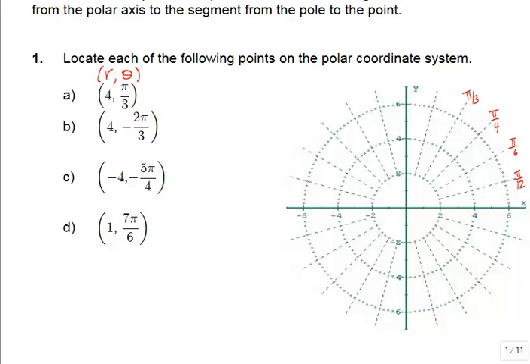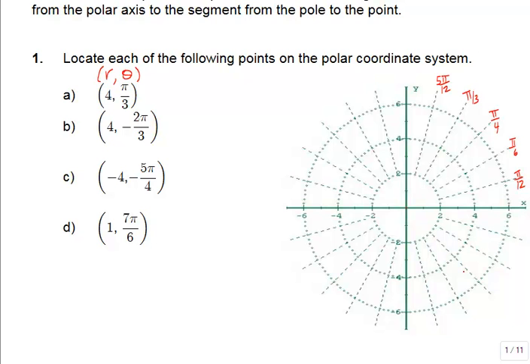This would be 2 pi over 12, which is pi over 6. This would be 3 pi over 12, which is pi over 4. This would be 4 pi over 12, which is pi over 3. And that would make this one 5 pi over 12. Let me go ahead and label some of our other good angles.